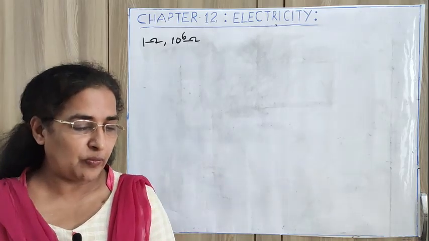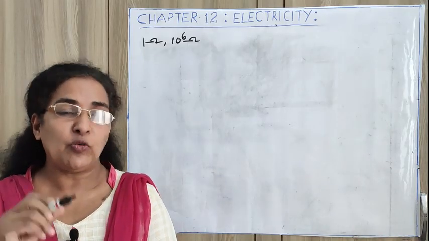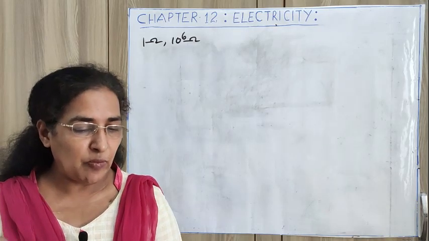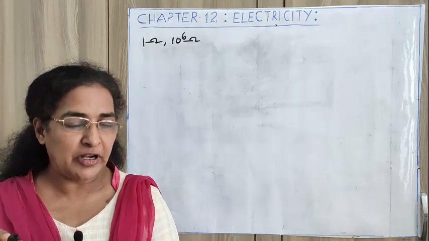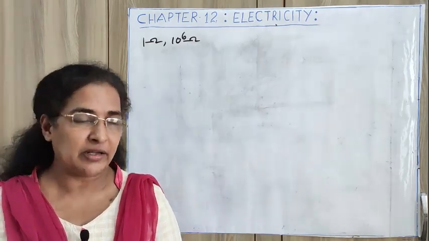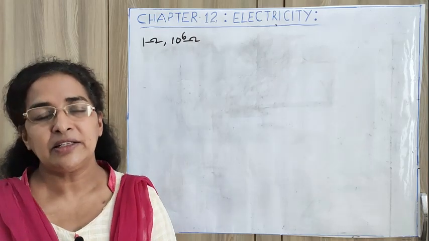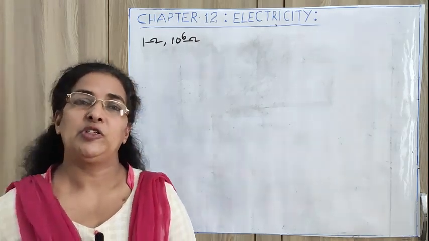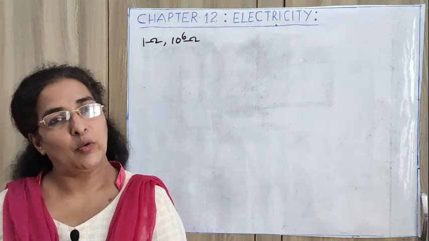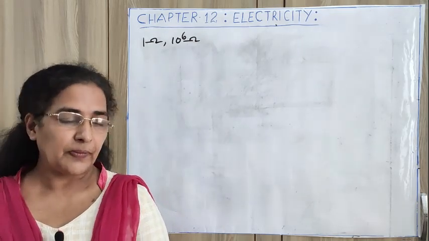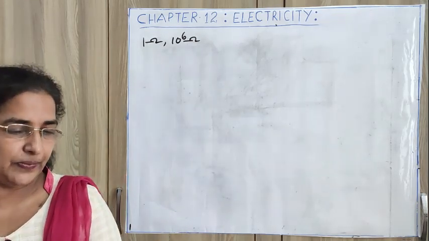Now come to the second part of it. Here it is 1 ohm, 10 to the power 3 ohm and 10 to the power 6 ohm are connected in parallel. Again the answer is same. The effective resistance will be less than 1 ohm. Okay. Now come to the second question.